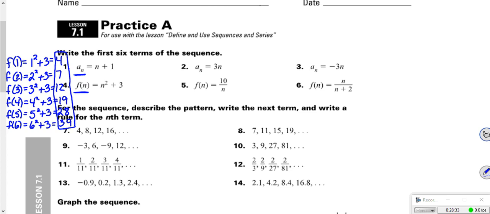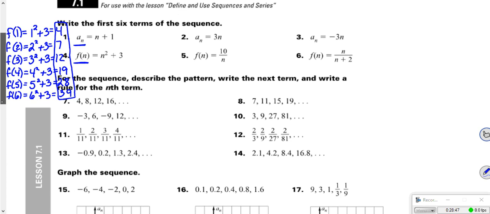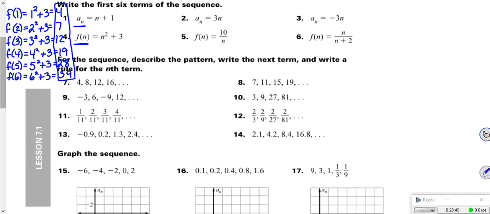I hope you can see that over top of the writing. So that's all you're doing, is just, again, changing the N or the I or the K or whatever letter they happen to use, starting with the number 1 and going up. Okay? All right, the next part here says, for the sequence, describe the pattern, write the next term, and write a rule for the nth term.